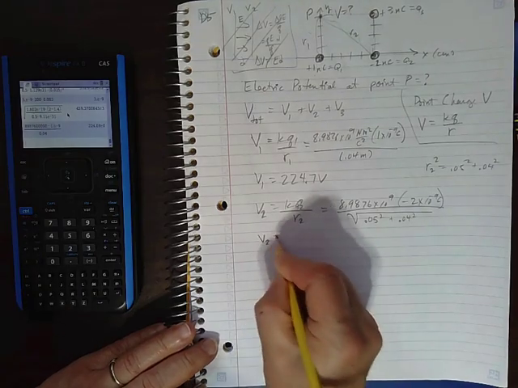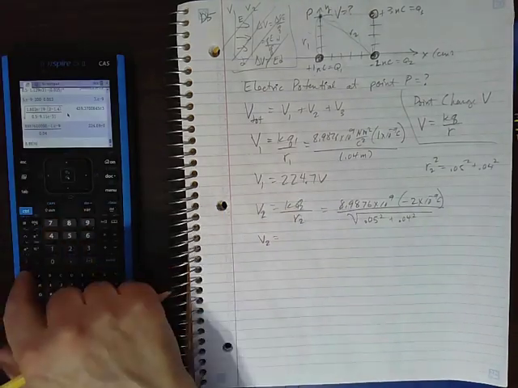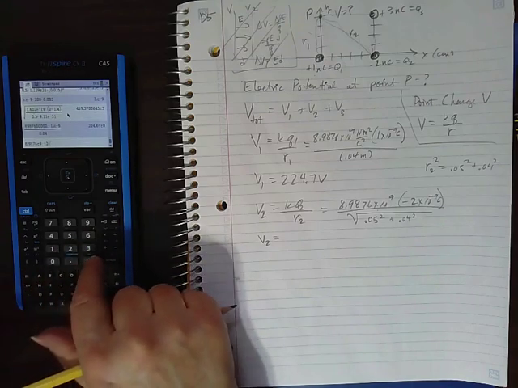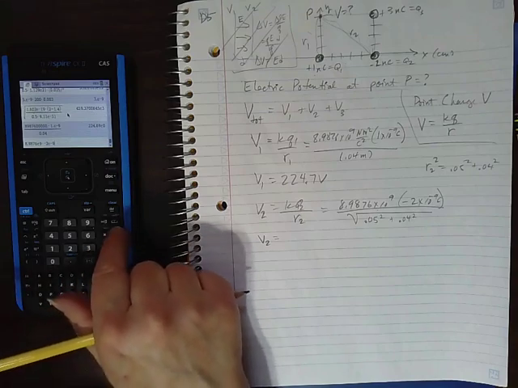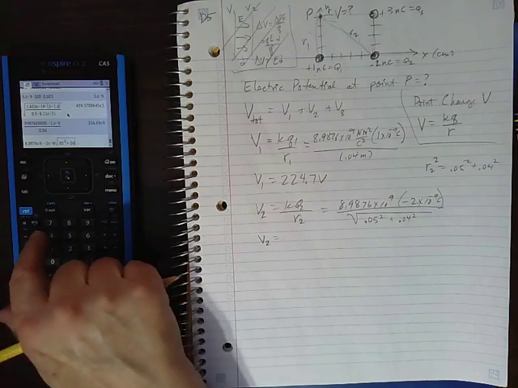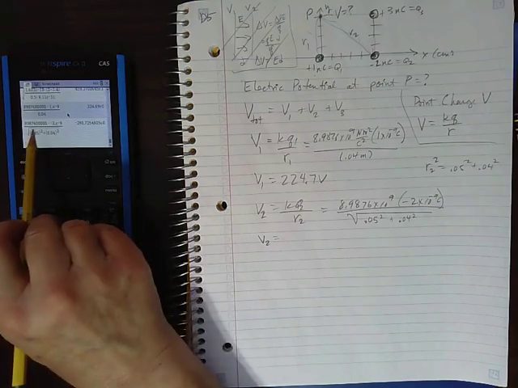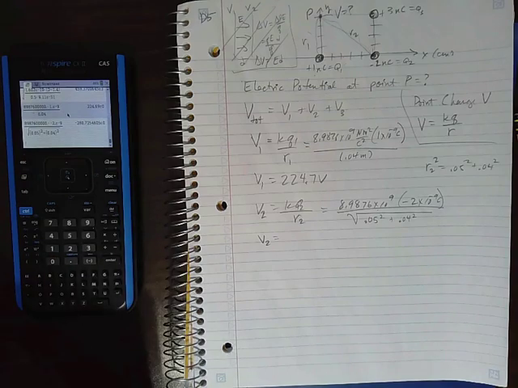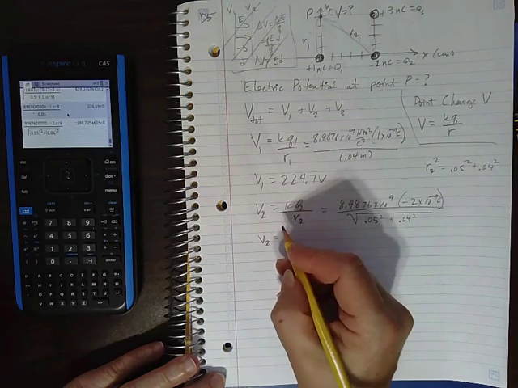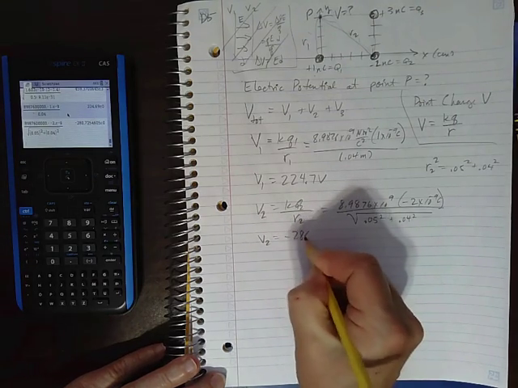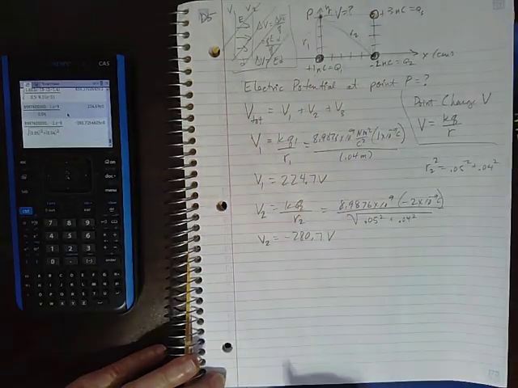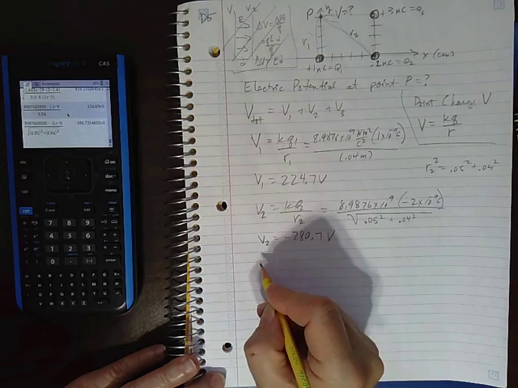So V2 then is 8.9876 E9 times negative 2 E negative 9 divided by the square root of 0.05 squared plus 0.04 squared. That looks like it did pretty well. Yeah, looks okay. So minus 280.7 volts. Okay, that is what V2 is going to do to that point P's voltage potential. And then V3.